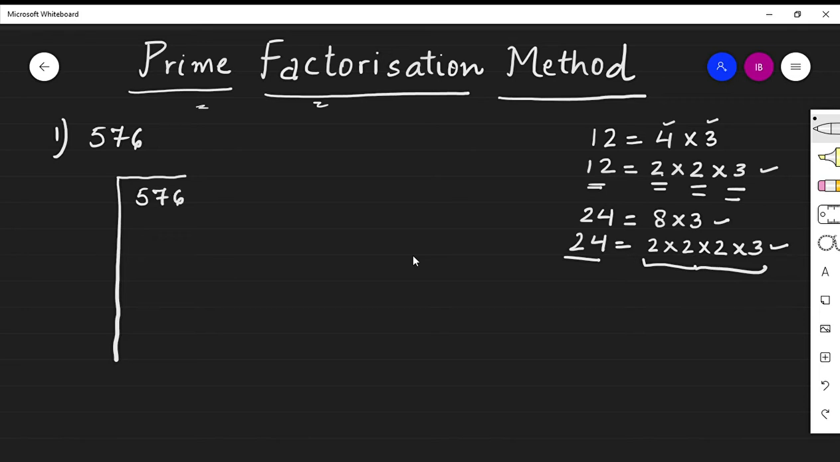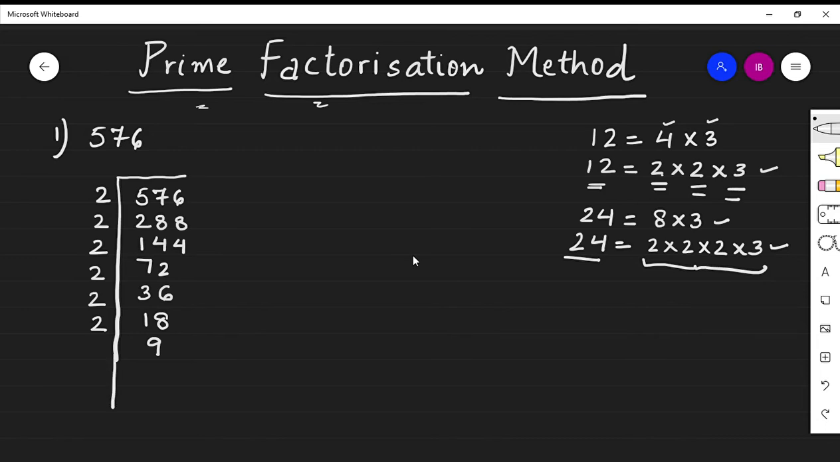The first prime factor of 576 is 2. 2 4s are 8... 2 times 288 is 576, 2 times 144 is 288. Again with 2, 2 times 72 is 144. Again 2, 2 times 36 is 72. Again 2, 18, because 2 into 18 is 36. Again 2, 9. Now this 9 is not divisible by 2.